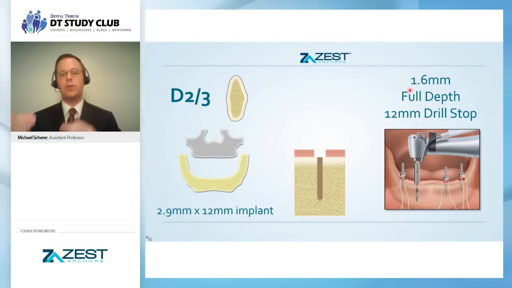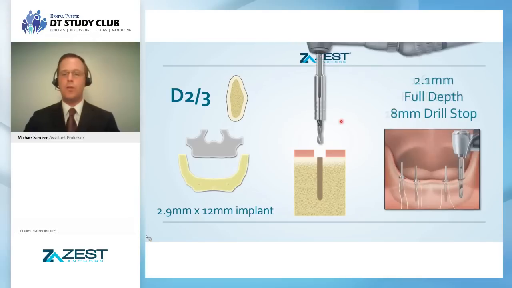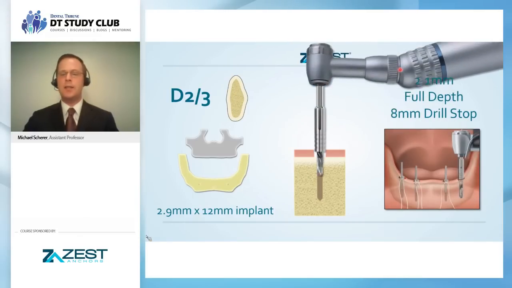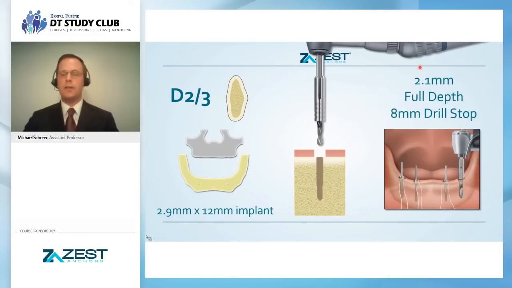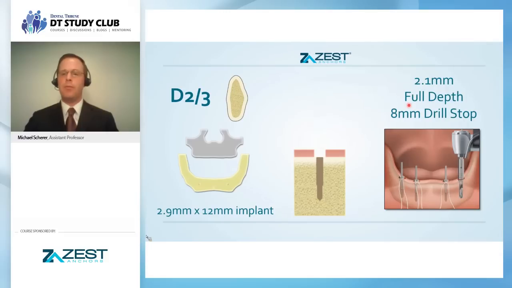I like a gradual, slower osteotomy because as we go to the final osteotomy, which in this case is a 2.1 millimeter osteotomy, we go down to full depth. What we're going to do is stop 8 millimeters short. And when we stop 8 millimeters short, it allows for this stepped design that you see here. And that stepped design is going to effectively allow the implant to grab at 2 different positions.